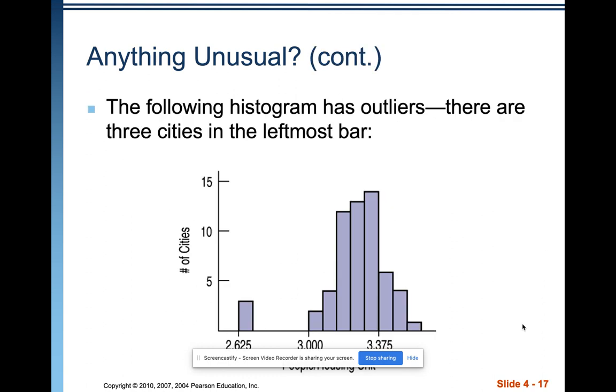All right. The following histogram has outliers. There are 3 cities in the leftmost bar that are clearly far away from the rest of the distribution. So they lie outside of what we expect, so they're called outliers.